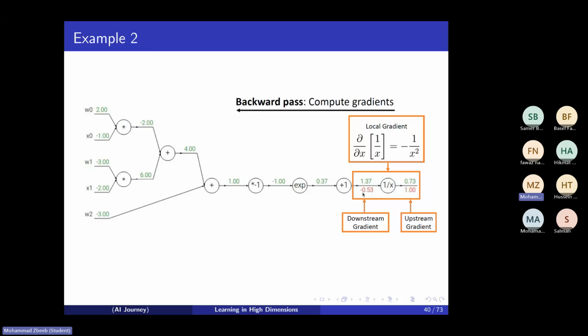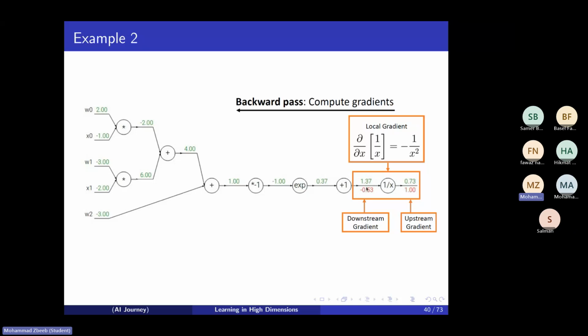The downstream gradient is the local gradient, so I should see how this 1.37 behaves within this 1 over x. The derivative of 1 over x I can store it somewhere in my program. It's minus 1 over x squared. Since it's x to the power minus 1, ننزل minus 1, we do minus 1 again, تطلع معك minus 1 over x squared. So the local gradient is minus 1 over x squared, يعني هي minus 1 over 1.37 squared.